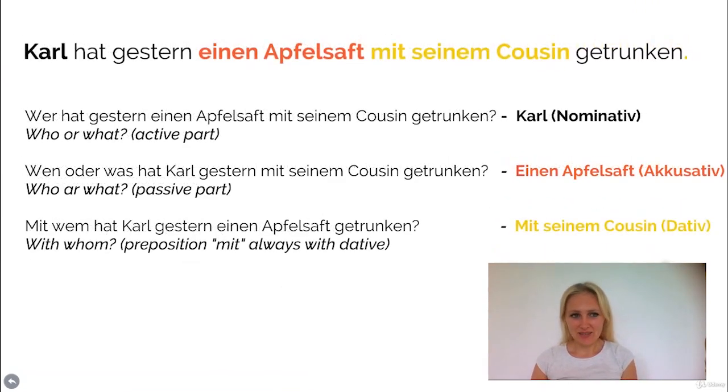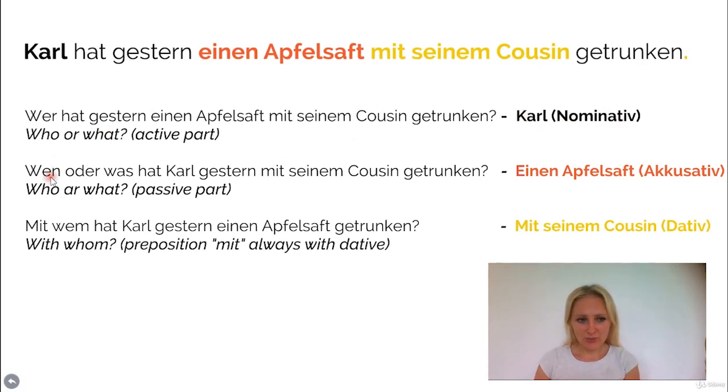So in this sentence we have the following. Karl hat gestern einen Apfelsaft mit seinem Cousin getrunken. Which means Karl drank an apple juice with his cousin yesterday. And let's have a look at how we apply the case questions here. Wer hat gestern einen Apfelsaft mit seinem Cousin getrunken? Means who drank an apple juice with his cousin yesterday? We're asking about the active part here. So the answer is Karl. Karl is the nominative object, or the subject, in the sentence.